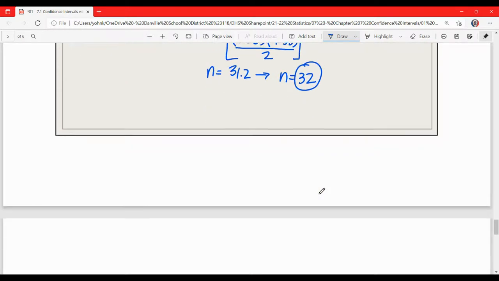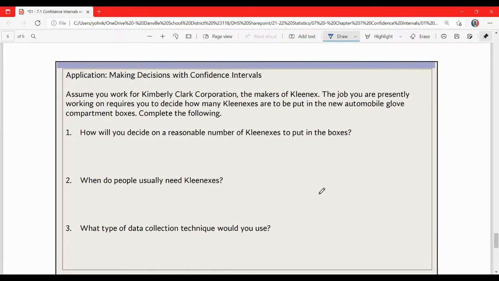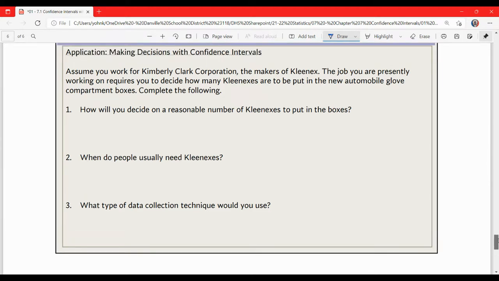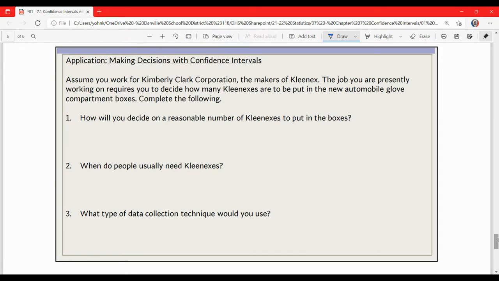All right, let's take a look at an application problem. This one has to do with Kleenexes. Assume you work for Kimberly-Clark Corporation, the makers of Kleenex. The job you are presently working on requires you to decide how many Kleenexes are to be put in the new automobile glove compartment boxes. Complete the following. 1. How will you decide on a reasonable number of Kleenexes to put in the boxes?